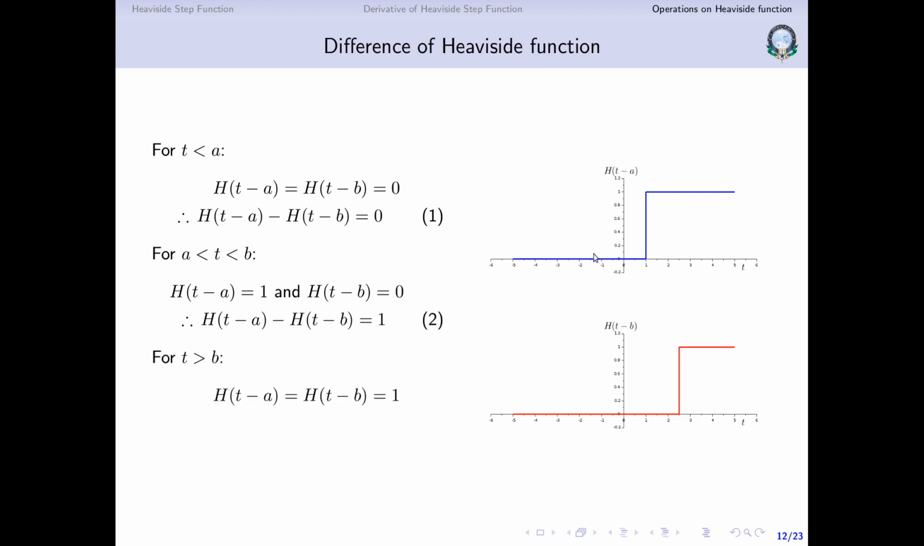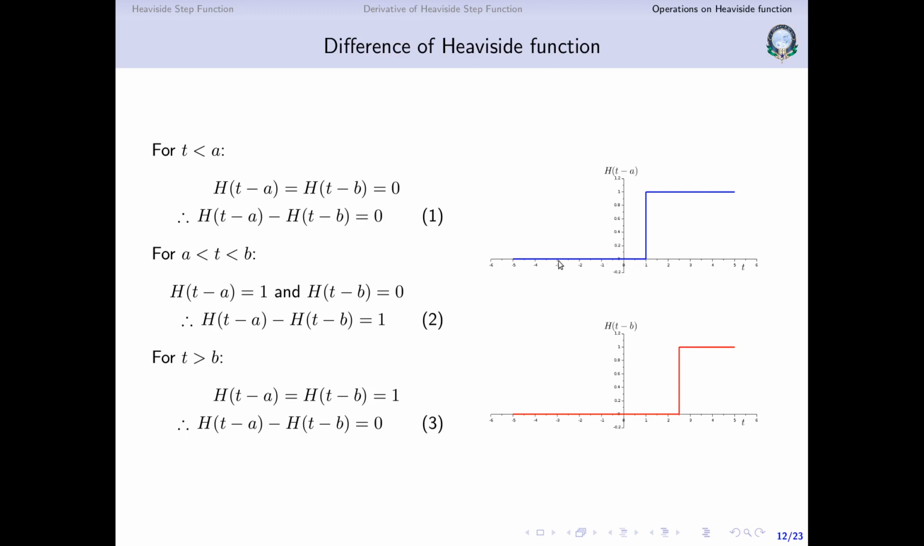And finally, for t greater than b, where b is 2.5 here, h of t minus a will be 1, and h of t minus b will also be 1. Both take the value 1, so when you take the difference between them, they become 0. So you can see the difference here for this range of values.